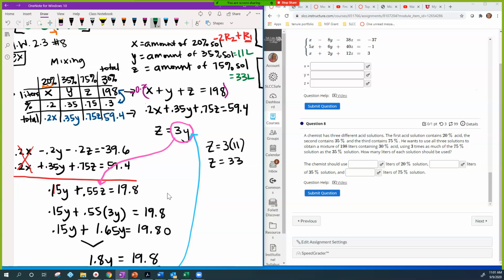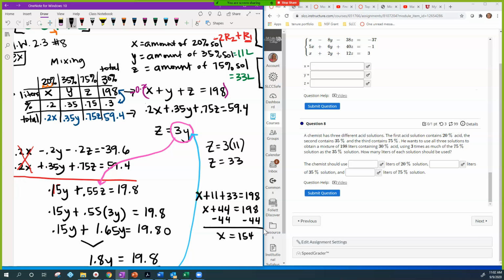Awesome, Trevor says just put it back into that original equation here, right? The x plus y plus z equals 198, and we'll put in the things that we know. So we don't know what x is. All right, so x plus 11 plus 33 equals 198. All right, so x plus 44 equals 198. And then let's subtract the 44 over. So x equals 154. 154 liters of the 20% solution.